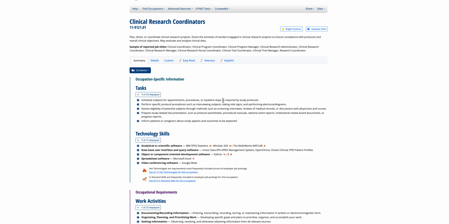So what are the jobs related to this job, what are the tasks, and what are the requirements, what qualifications you need in order to apply for this type of job. The second one is to perform specific protocol procedures such as interviewing subjects. I talked about the informed consent, but I also talked about the data collection sheets that we call case report forms, and you may need to have discussions with the patient about their medical history, their concomitant medications or previous medications that they were taking as well. You can also take their vital signs.